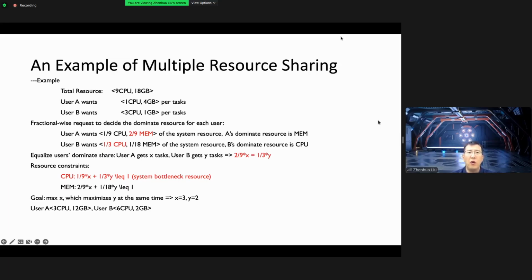Right? Therefore, user A can get 3 tasks. User B gets 2 tasks. And the resource allocation is that user A gets 3 CPU, 12 gigabyte. User B gets 6 CPU and 2 gigabyte of memory. Okay, so as I told you, we may ask you maybe multiple questions to test whether you can do the multi-resource allocation, right, as we do here. So any questions?